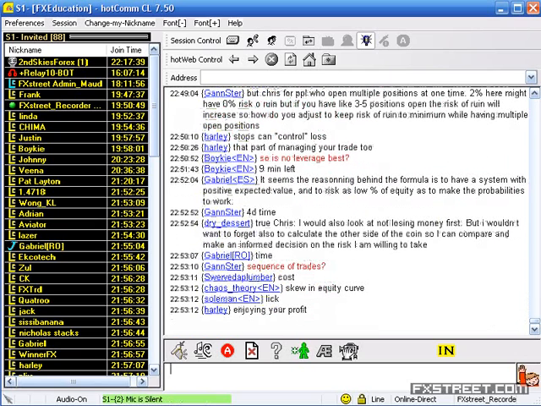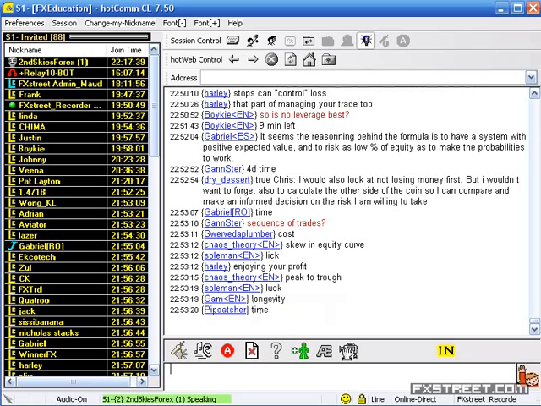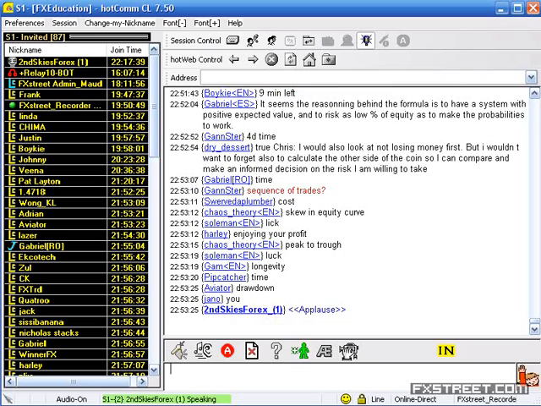Wow. Let's see. Sequence of trade costs, skew and equity curve. Enjoying your profit peak to trough. Good. Two people got it. Tipcatcher and Gabriel. We're going to explain about this.